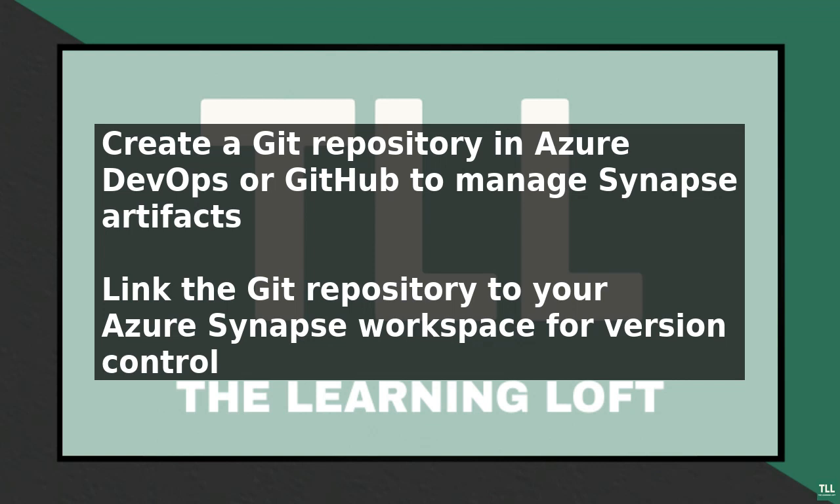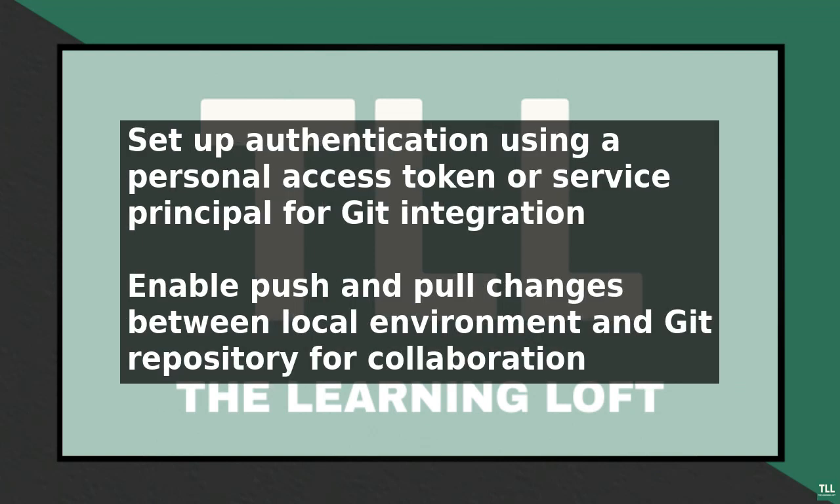Next, set up authentication between Azure Synapse and your Git repository using a personal access token or service principal. This will enable you to push and pull changes between your local environment and the Git repository.